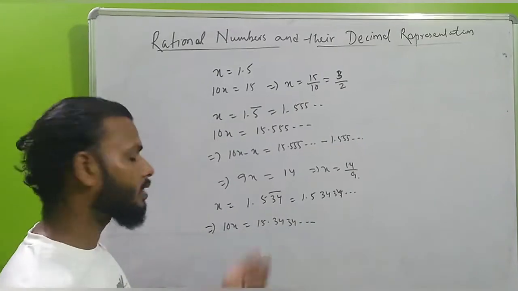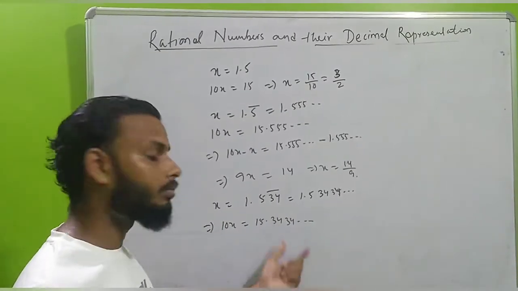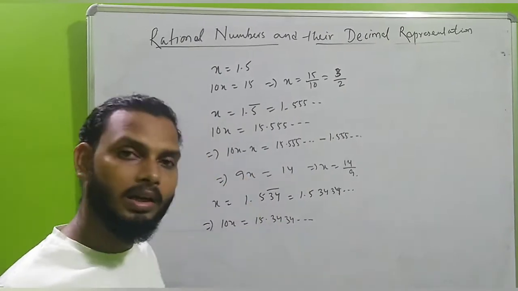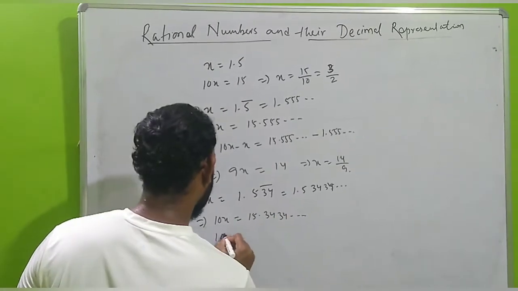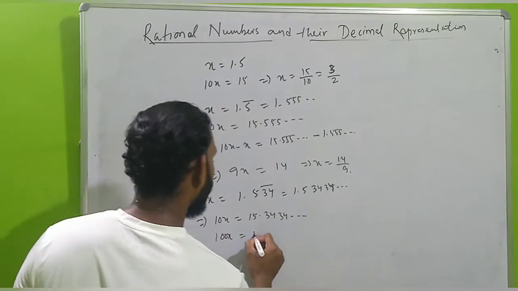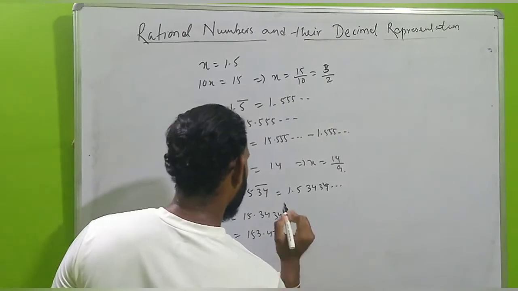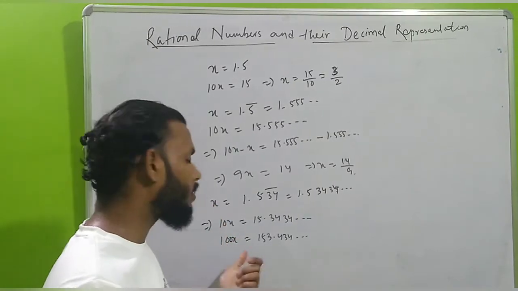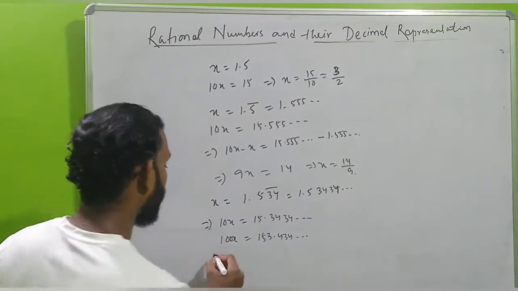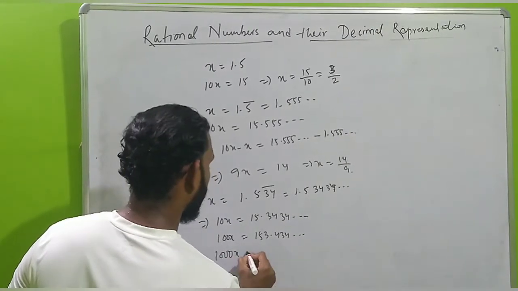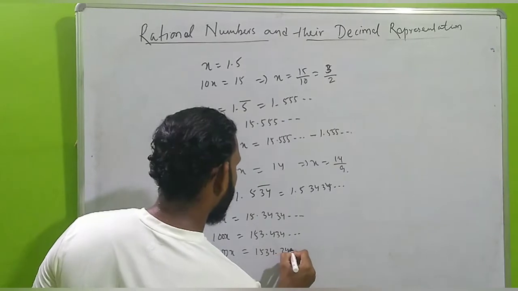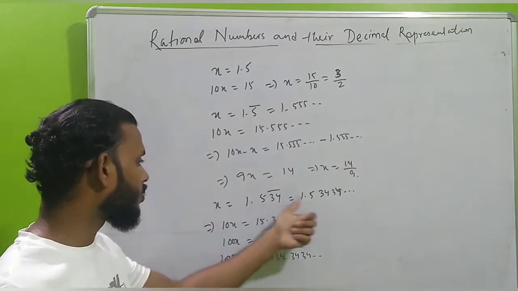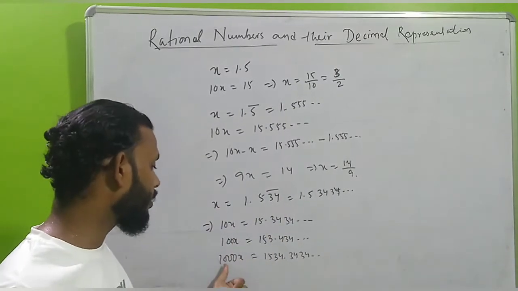15.3434 and so on. Obviously the right side is not a whole number. If I subtract x from 10x, again I cannot get a whole number. So what will I do? Again I will multiply by 10 on both sides, so 100x equals 153.434 and so on. If I subtract 10x from 100x, I cannot get a whole number. So again I multiply by 10 on both sides, and I get 1534.3434 and so on. Now you can see x is not a whole number, 10x is not a whole number, 100x is not a whole number, 1000x is not a whole number.